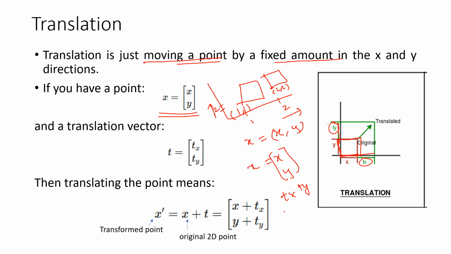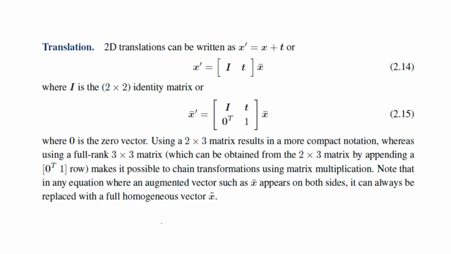So x' is nothing but x y plus the matrix addition tx ty. So x plus tx, similarly y plus ty. So this is before translation, this is after translation. Then instead of writing this x' equal to x plus t, we can write also as x' equal to [I t] x bar.